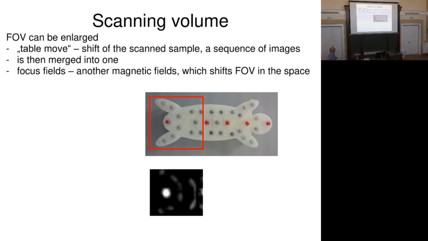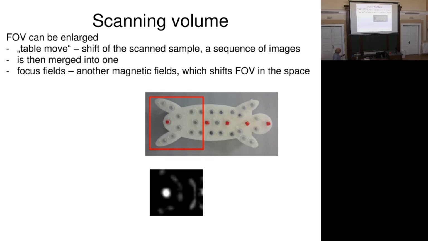So, what can we do with it? The field of view can be enlarged. The first approach is the so-called table move, which we started many years ago, and then there's the approach with focus fields, when you use another magnetic field which just shifts your field of view. So you just measure one system function from the center, and then during scanning of your animal you can shift the whole volume somewhere else and use the same system function for these parts.